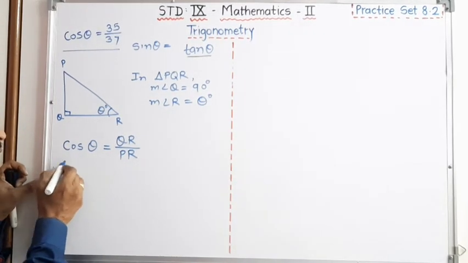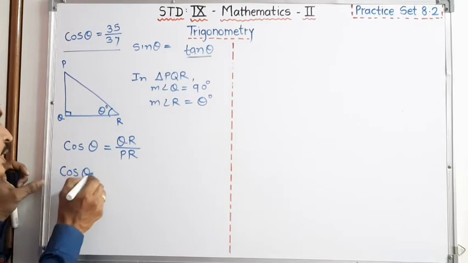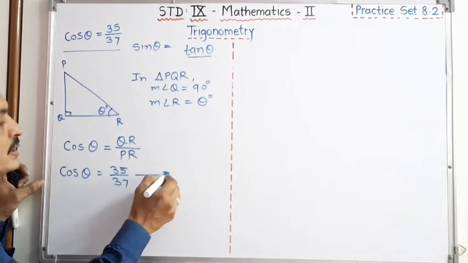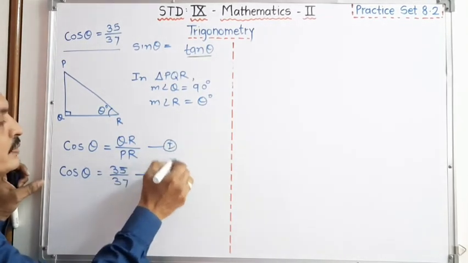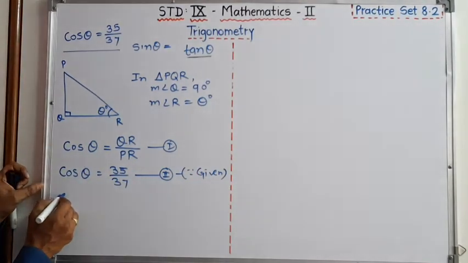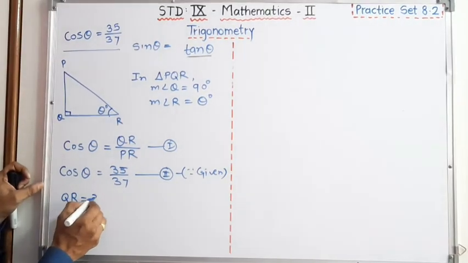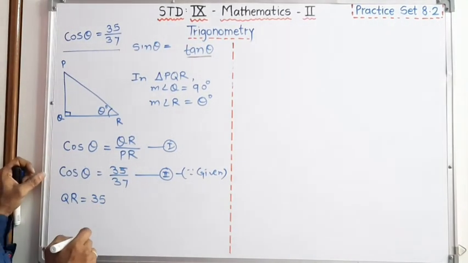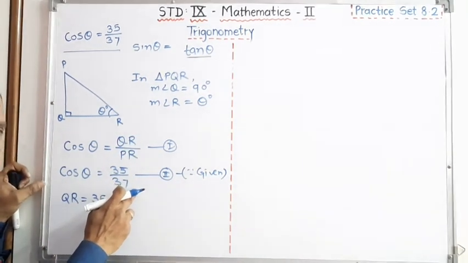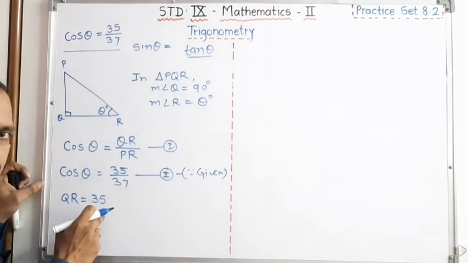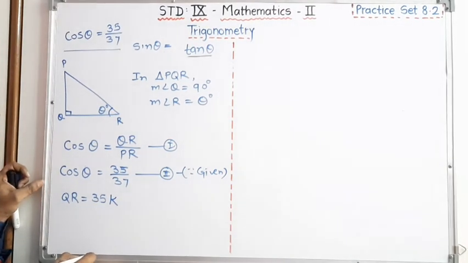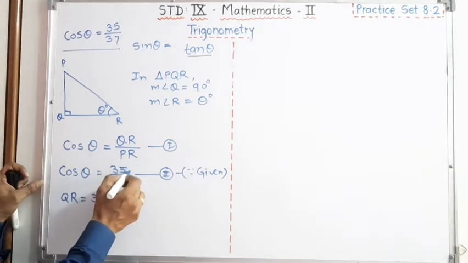But dear student, what is given? Cos theta is 35 upon 37. It is second. We can write it as first and it is given. Now from this first and second, we got here QR upon PR is equal to 35 upon 37. But this QR is not 35, it is 35K. Got it, dear student? Because it is the ratio. Got it?